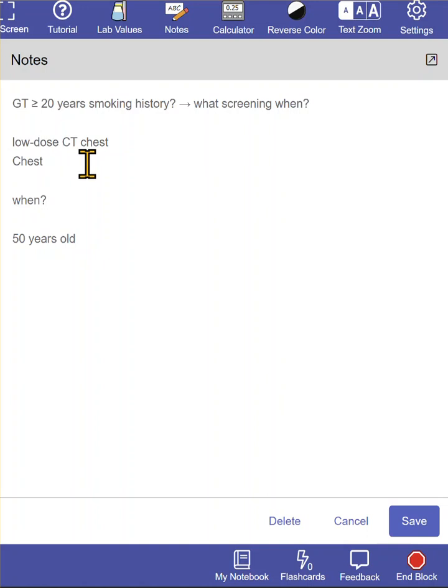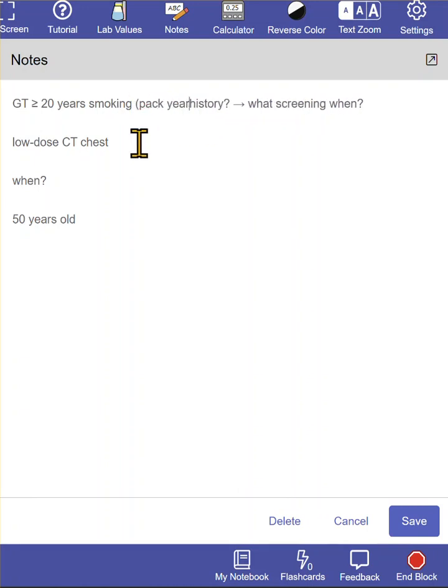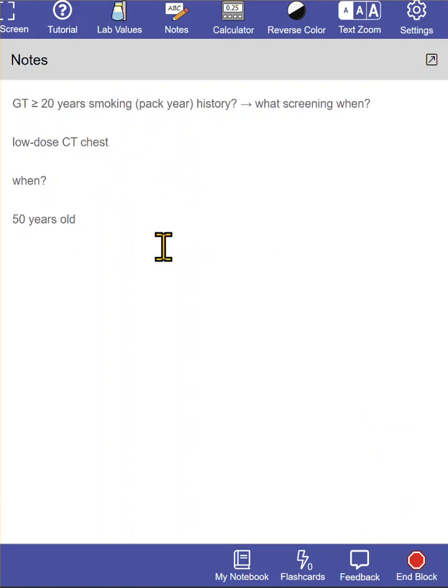And when should you do it? If you're 50 years old or older, but ideally when they're 50, schedule an appointment. And so more than 20 years smoking history. So that's a smoke pack year, basically. Then what screening? Low dose CT chest.